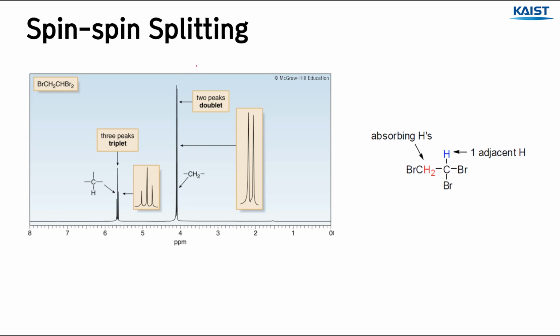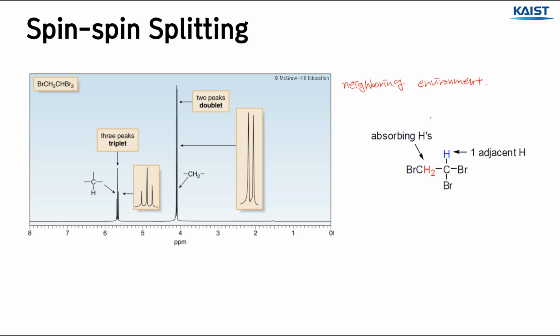If the signals for protons are split into more than one peak like this, spin-spin splitting occurs only between non-equivalent protons on the same carbon or adjacent carbons. Splitting gives further information on the neighboring environment for the various hydrogens in the molecule. Let me explain the principle with some examples.